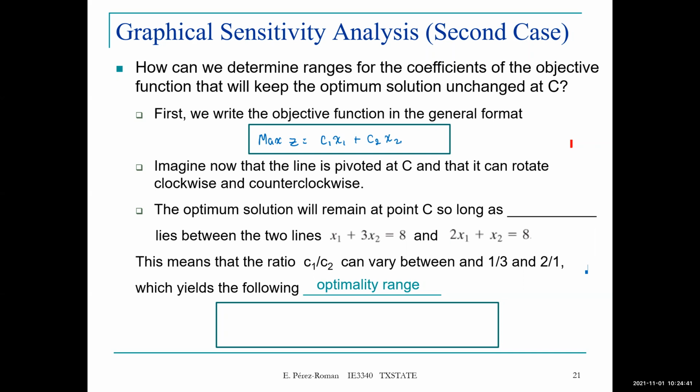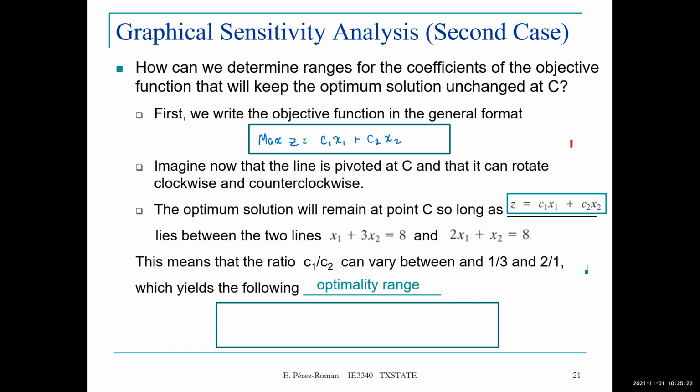Imagine now that the line is pivoted at point C, and it can rotate clockwise and counterclockwise. The optimal solution will remain at point C so long as this function, Z equals C1 times X1 plus C2 times X2, lies between the two lines X1 plus 3X2 equals 8 and 2X1 plus X2 equals 8. This means that the ratio C1 over C2 can vary between 1/3 and 2/1, which yields the following optimality range.